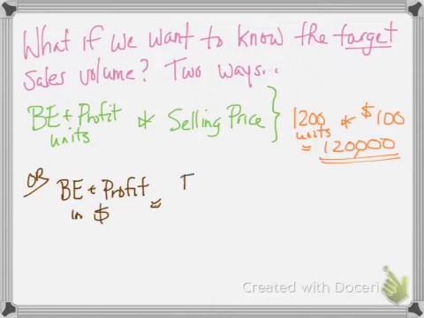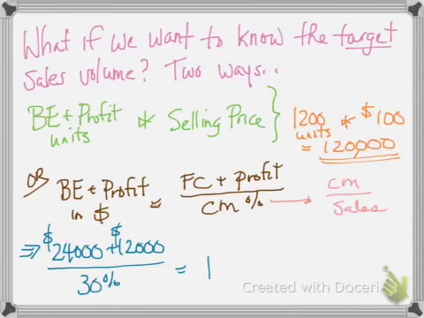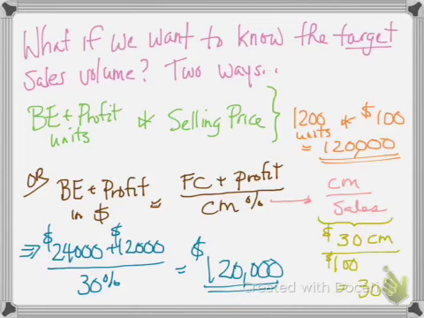Another way to look at it would be to use the break even plus profit in sales dollars equation, which is the fixed cost plus the profit, and then you divide that not by the contribution margin per unit, but by the contribution margin percentage, which is equal to the contribution margin over the sales. So 24,000 plus the 12,000 divided by, instead of $30, in this case 30%, gives you the answer of $120,000. And the 30% came from the $30 of contribution margin over the selling price of $100, which is 30%. And that's a couple of ways to look at break even with a target profit.